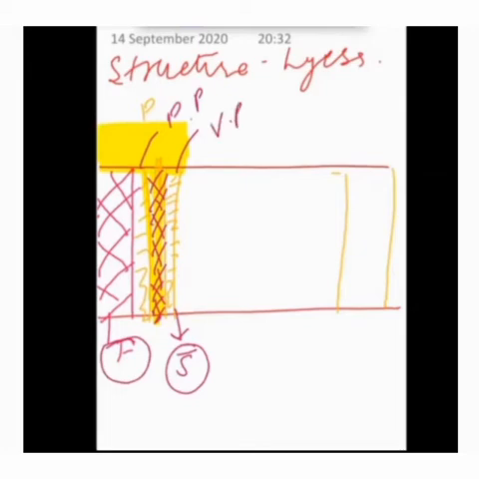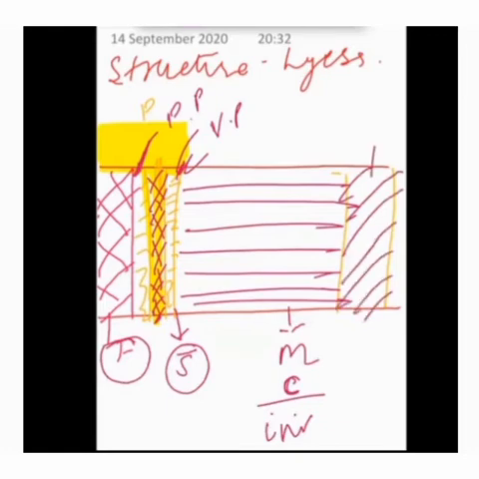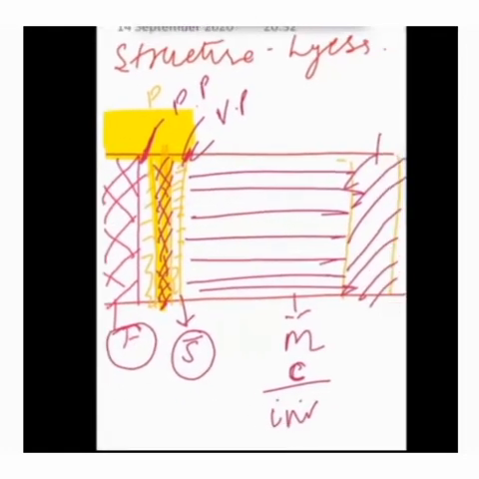The parietal pericardium will be lining or connected to the fibrous layer, and the inner one will be connected to the myocardium. So this is your myocardium, which consists of the cardiac muscles, and we can also write that it is involuntary in nature. And the last one is your endothelium. I'm just marking it with E.